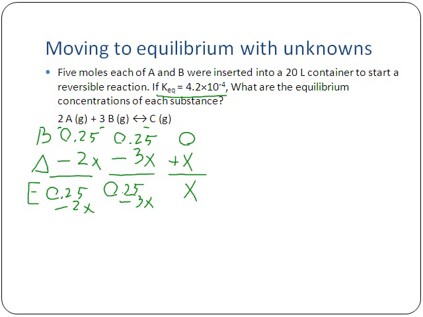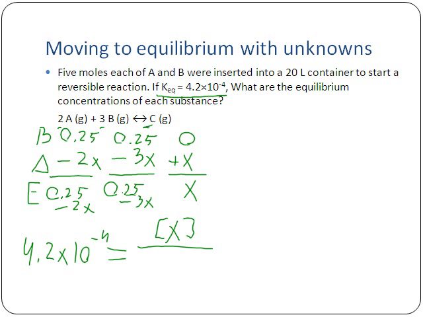Now, let's set this up by solving for KEQ in terms of x. We know KEQ is 4.2 times 10 to the negative fourth, and this is going to equal the ones on the right. There's only one on the right here, that's our x. So we have x on top, our concentration x, raised to the power of the coefficient, in this case just 1, divided by the ones on the bottom.